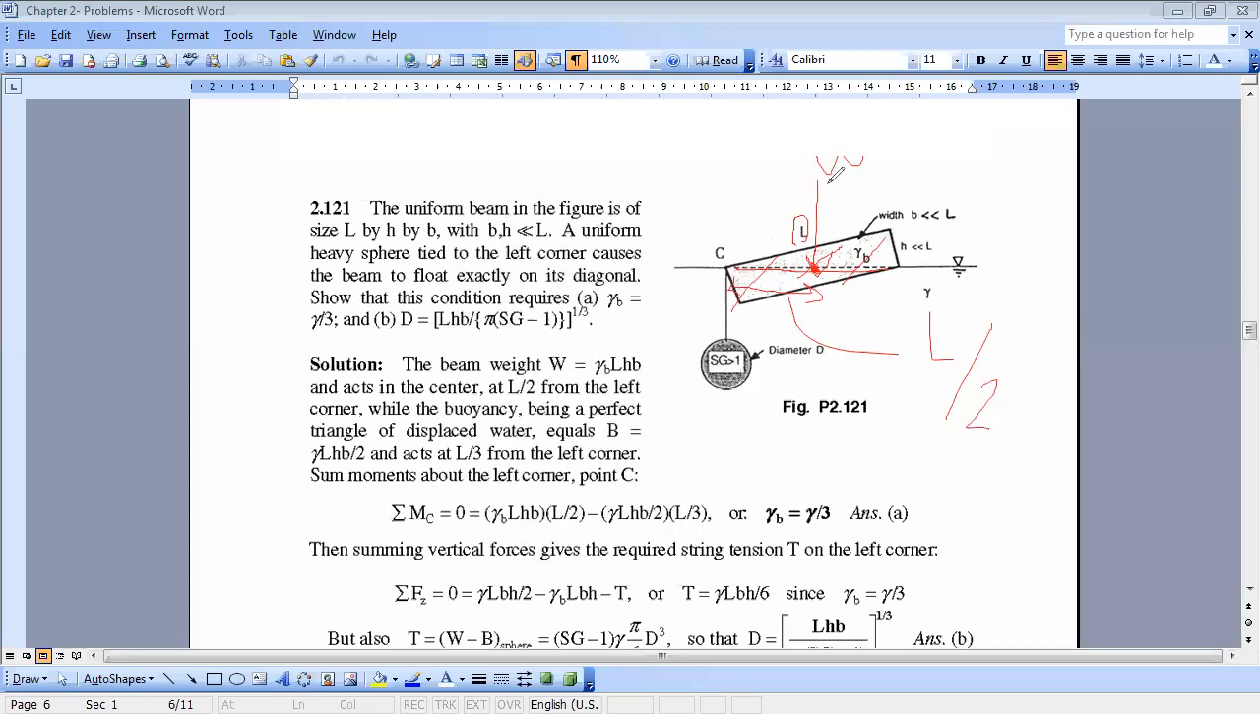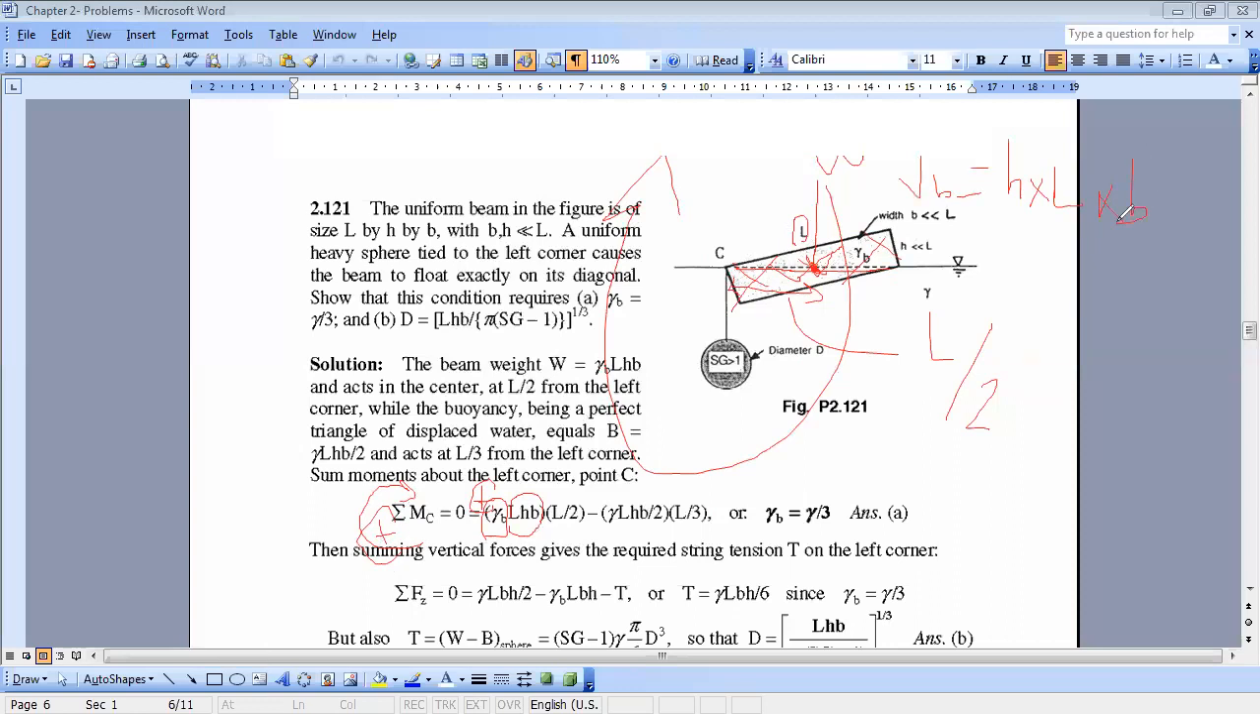And since the weight tends to cause a clockwise moment about C, and I consider the positive convention to be clockwise, I should add plus the weight, which is equal to gamma of the body times its volume. The total volume I will consider because this is my whole body. The volume of the body VB is equal to H times L times the width B.